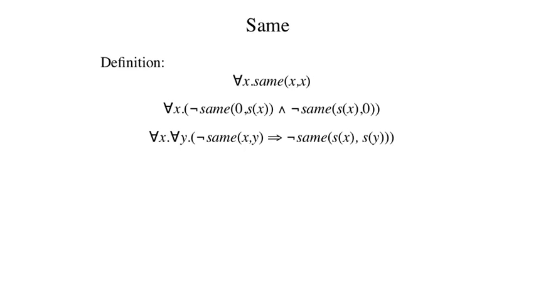Let's look at the same relation first. The axioms here define the same relation in terms of 0 and the successor function. For all x, same of x, x. For all x, 0 is not the same as s of x, and s of x is not the same as 0. And for all x and for all y, if x is not the same as y, then s of x is not the same as s of y.